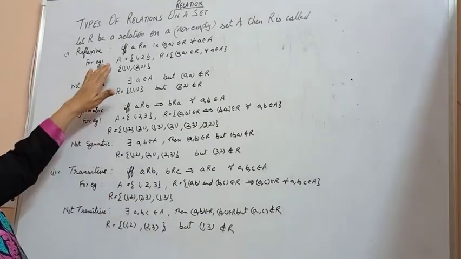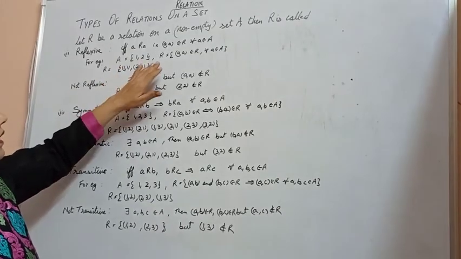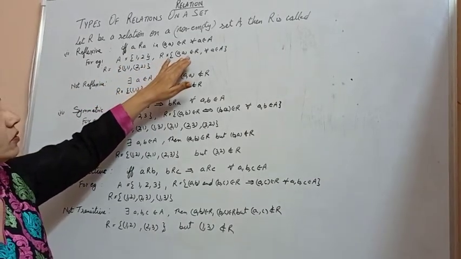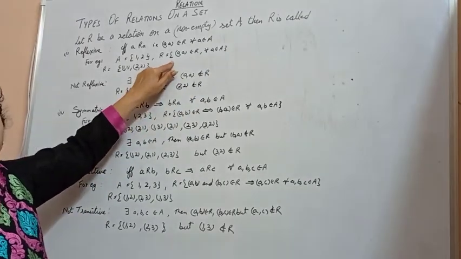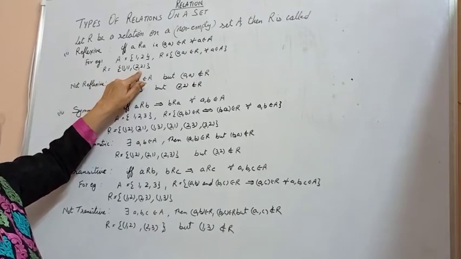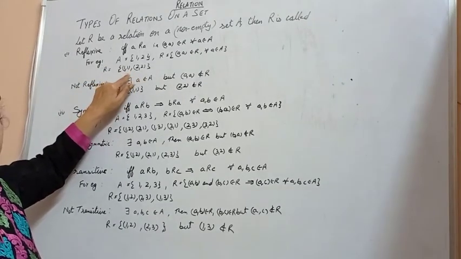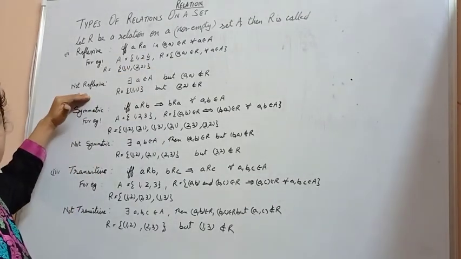For example, let A be a set having the elements 1, 2. Then R is a relation where (a, a) belongs to R for all a belongs to set A. Here (a, a) means identical elements. So relation R has (1, 1), (2, 2). Identical elements are there. Not reflexive.